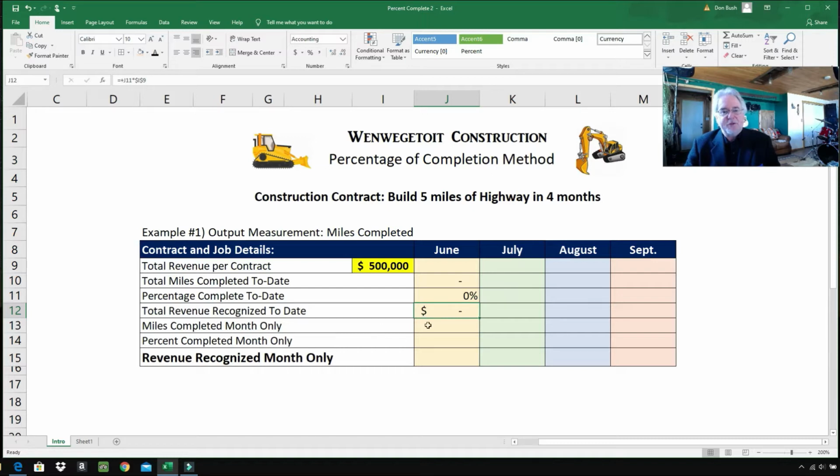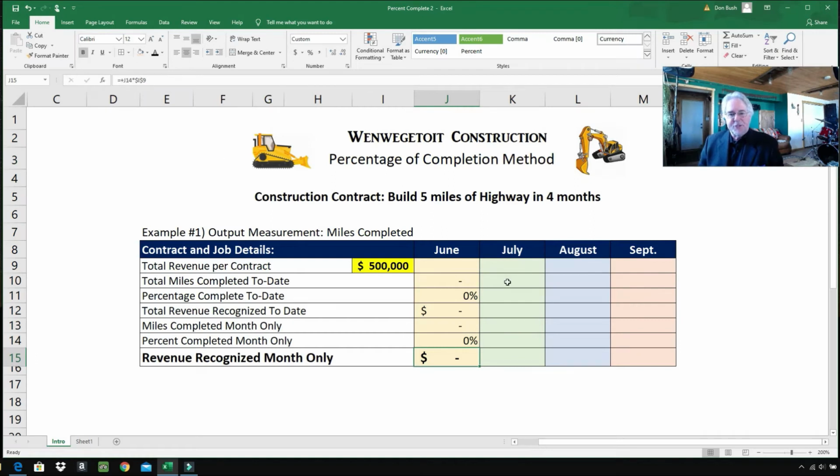Now, the other lines here, I'm going to fill in, and they may not make much sense at this point, but they will here in a month or two. So the miles completed during this month only of June, well, 0. And the percent completed during the month, 0. And so the revenue recognized during the month of June only, 0. A lot of zeros here, easy. Well, they didn't get any work done. They didn't build any miles of highway.